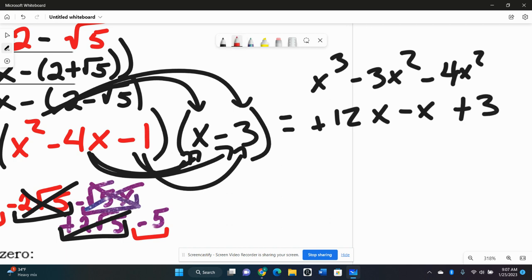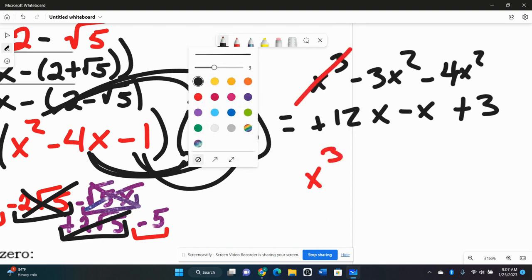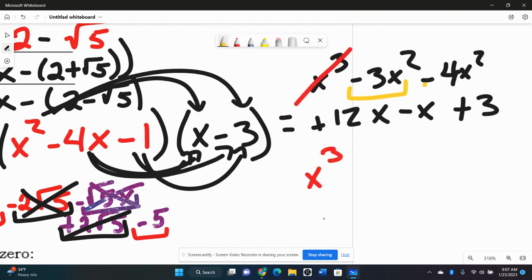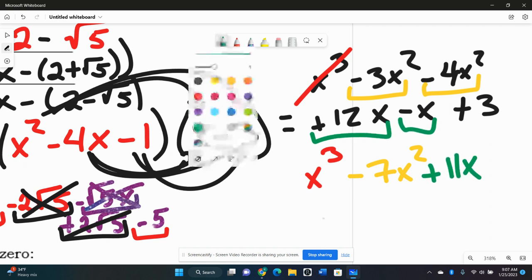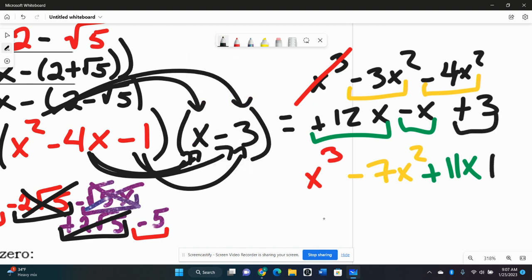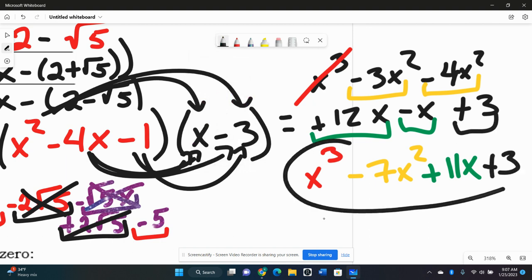So like terms, well, this x to the third is all by himself. I have negative 3x squared minus 4x squared, so negative 7x squared. Here I have plus 12x minus x, so plus 11x. And then this plus 3 is all by himself, so plus 3. So that's our answer. It's just a bunch of FOIL today.